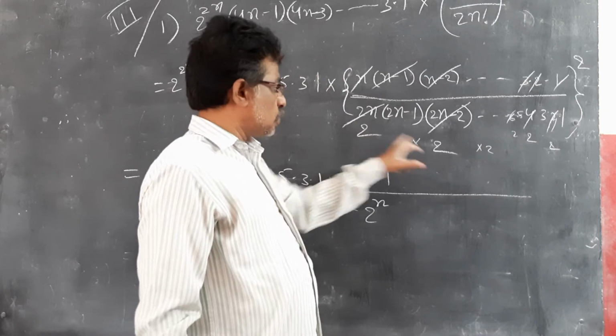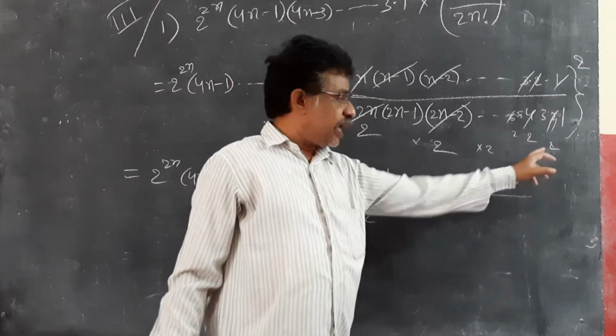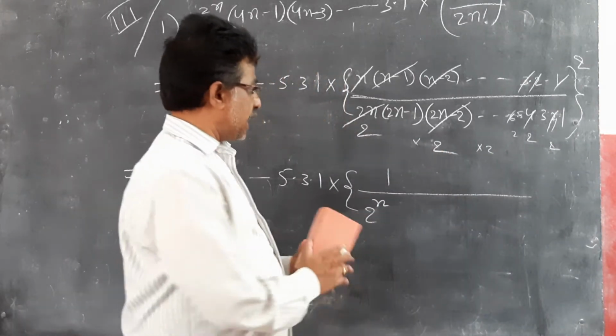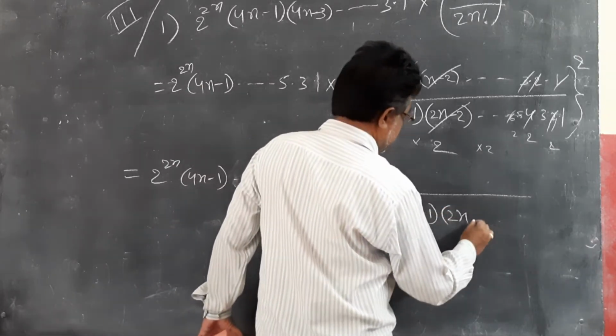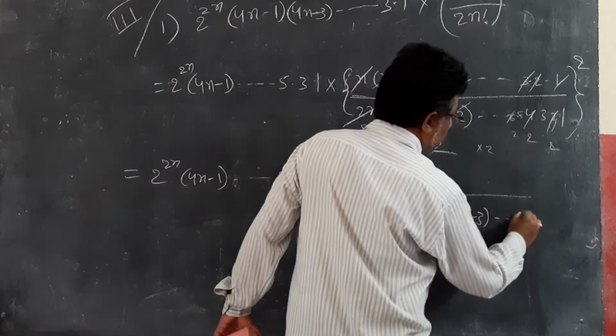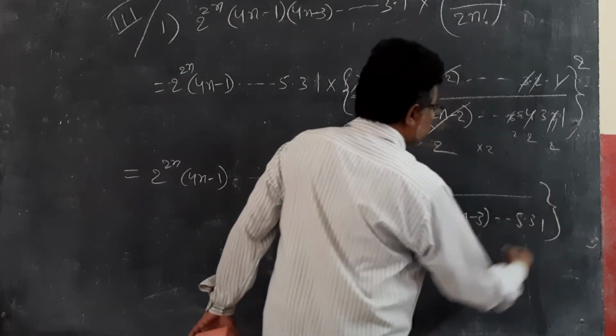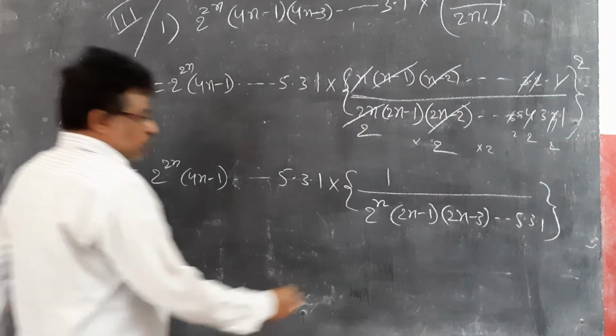This gets cancelled for 2 times. So 2 will appear for n times. So it becomes 2 power n into (2n minus 1) into (2n minus 3) into and so on, 5 into 3 into 1. Now whole square.